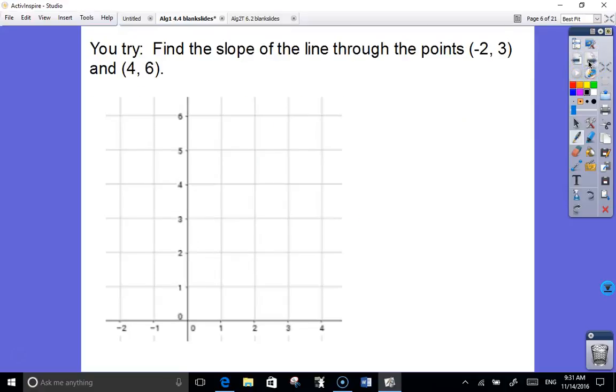Okay, you guys try now. Try to find the slope of a line by plotting the points and drawing a triangle. Find the slope between those 2 points. Okay, so first you plot the points: (-2, 3) and (4, 6). Draw the line.